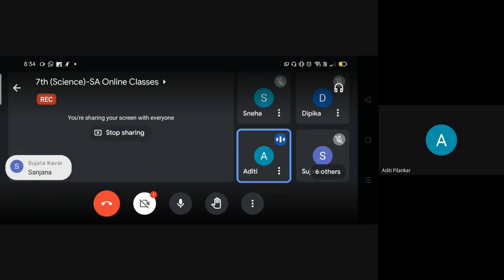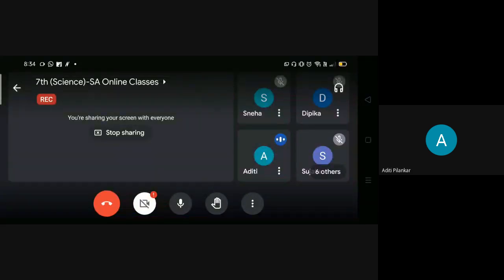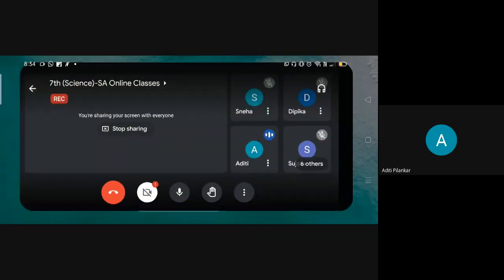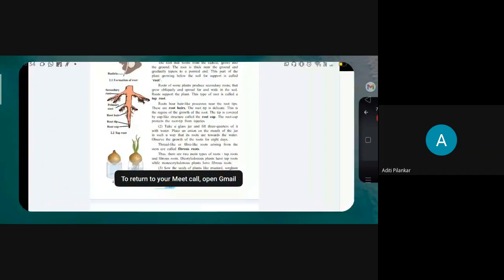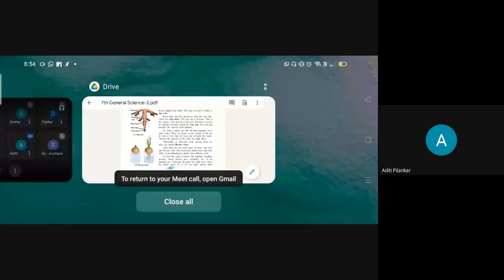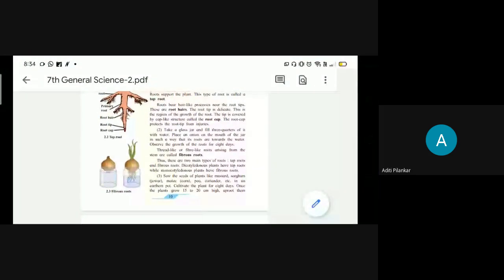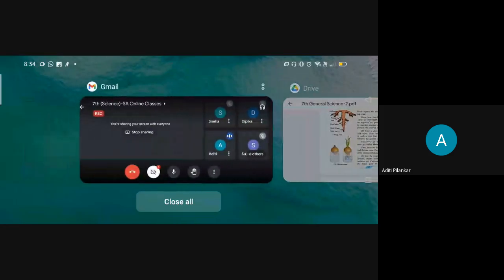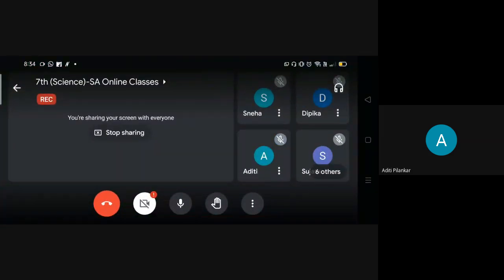Roots of some plants produce secondary roots that grow obliquely and spread far and wide in the soil. Roots support the plant. This type of plant is called a taproot. Okay, obliquely. That word was obliquely.